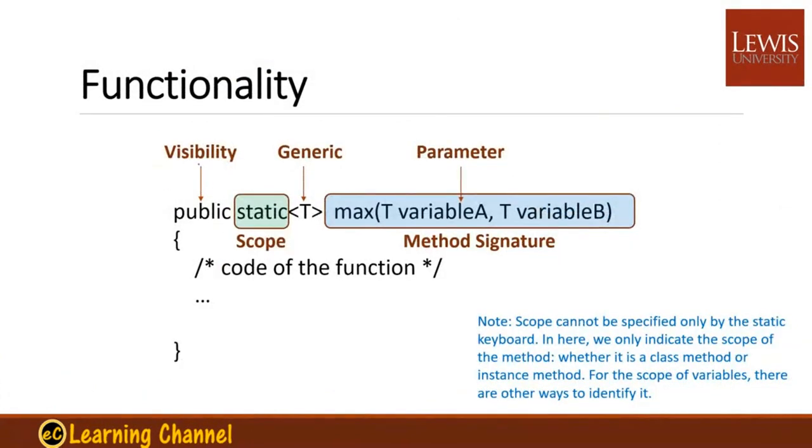For functionality, we have the visibility modifier, scope, and generics, and then we have the function name and parameter list. The whole thing we call the method signature. The method signature is used for matching the function, so that we can decide whether we should use static binding or dynamic binding. That actually depends on the matching of the methods.